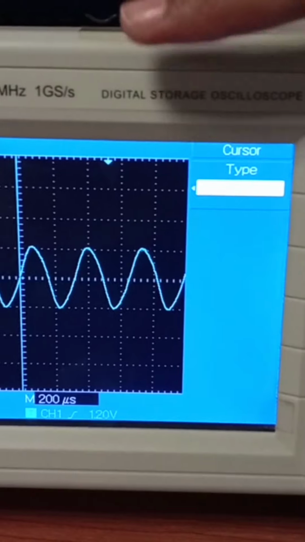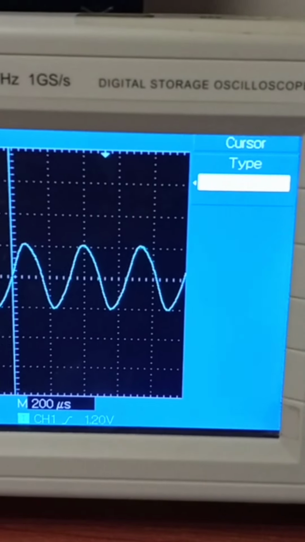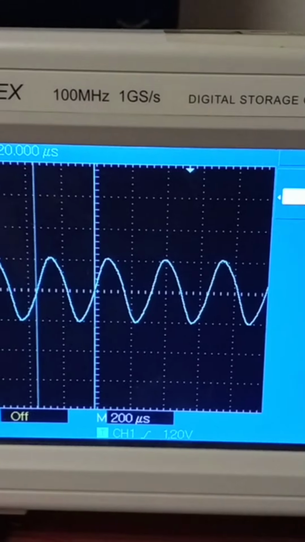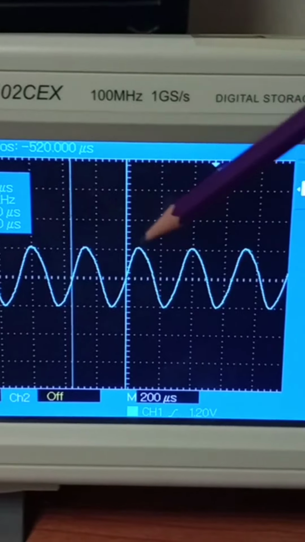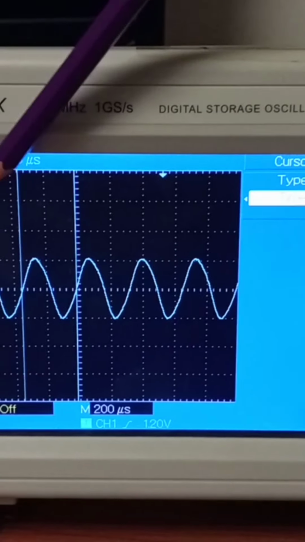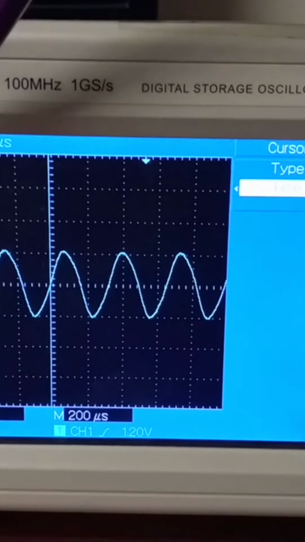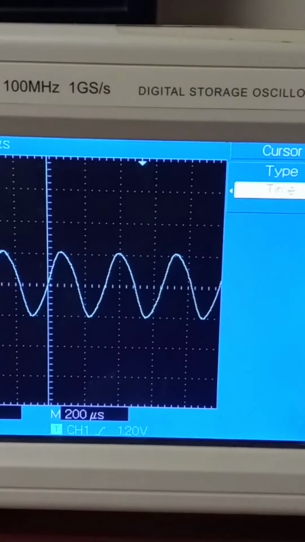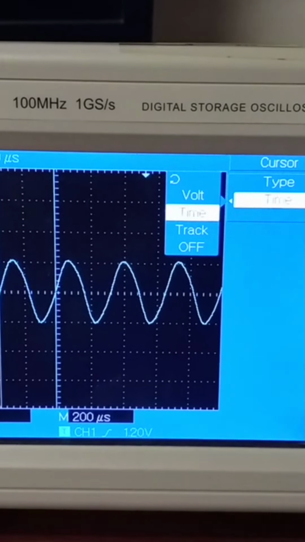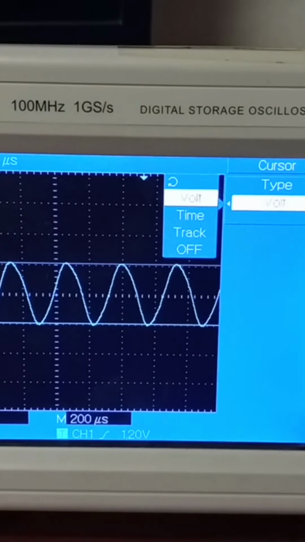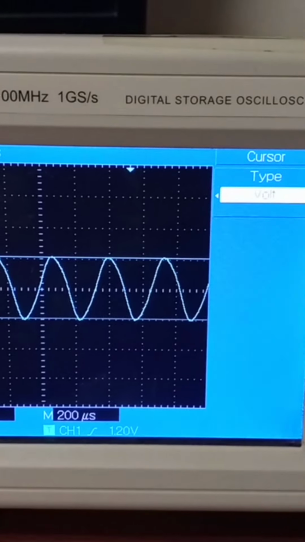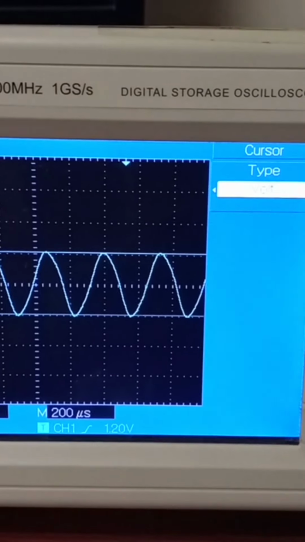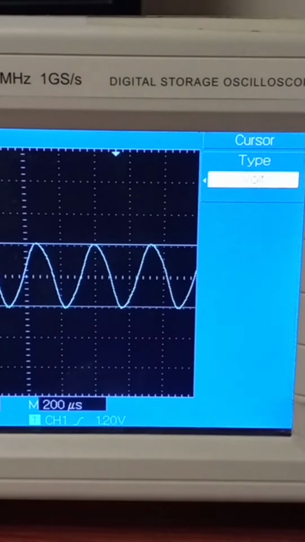I have set the cursor function on time, you can see here. Using the time cursor function, I have set both of these cursors on one cycle, and I am calculating the time, that is the frequency. You can see we have set the frequency approximately 3 kilohertz, that is about 2.94 kilohertz. Now I am setting the cursor on voltage to check the voltage. The voltage reading is coming here, about 1.01 volt, which is the peak to peak voltage.